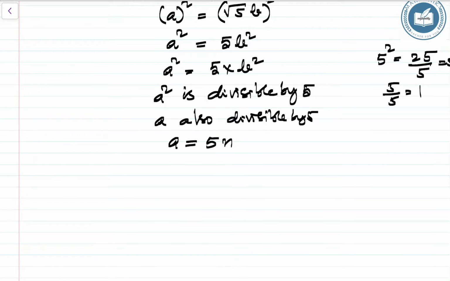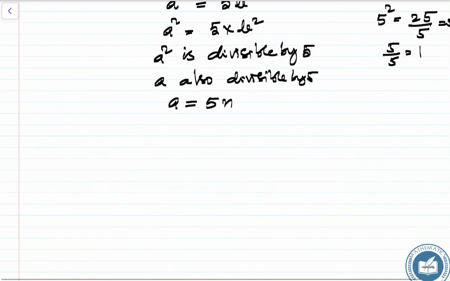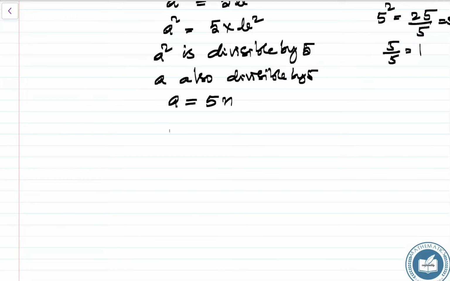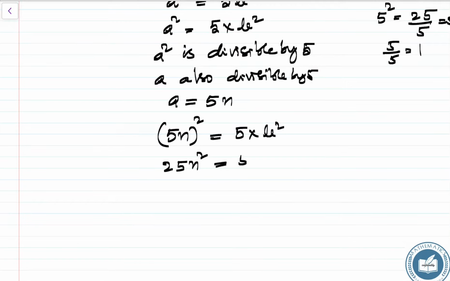Substituting this value in a square, we can write 5n whole square equal to 5 times b square. Now 5n whole square becomes 25n square, equal to 5 times b square. Divide by 5 on both sides.